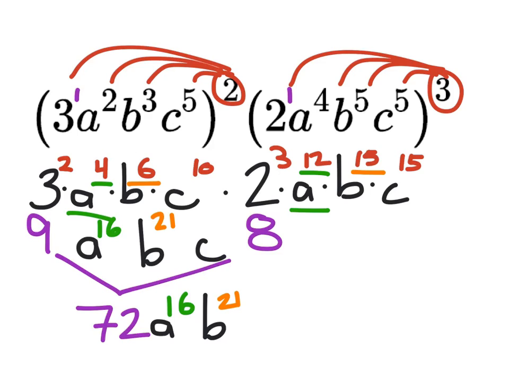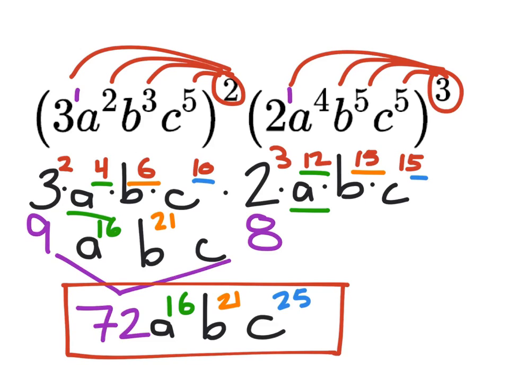Then I have my c base, and the 2 c exponents are 10 and 15. And once again, since we're multiplying the bases, I can keep the c base, but add those 2 exponents. So that's 10 plus 15, which is 25. So this is fully simplified at this point. And yeah, I'll just box it in. There we go.